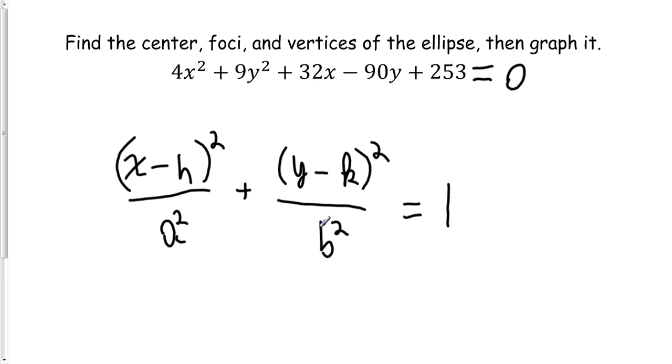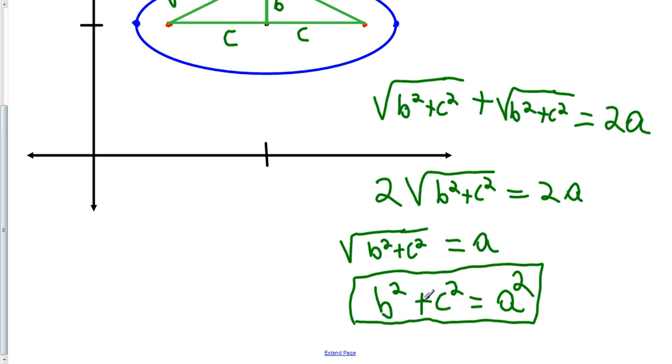All right, and the distance from the center to the vertices on the minor axis is b. So if we can get this equation into this form right here, I'll have everything I need. I'll have h and k to find the center. I'll have a, so I can go from the center to the vertices of the major axis. I'll have b, so I can go from the center to the vertices of the minor axis. And with this relationship that I just found, if I know a and b, I can always find c. So I'll be able to tell also where the two foci lie.